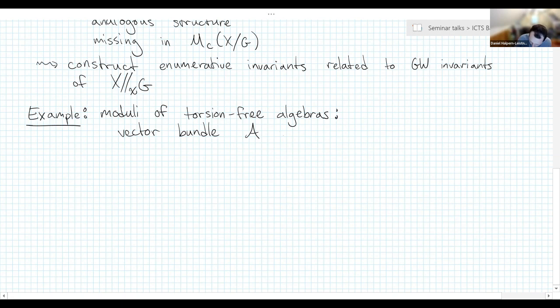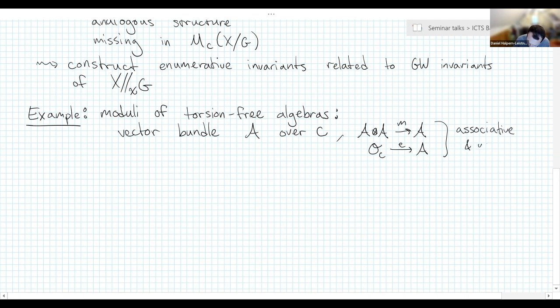A over C, and a multiplication map from A tensor A to A, and an identity section, satisfying associativity. So it's associative and unital. This is the thing that you might care about as an algebraic geometer.